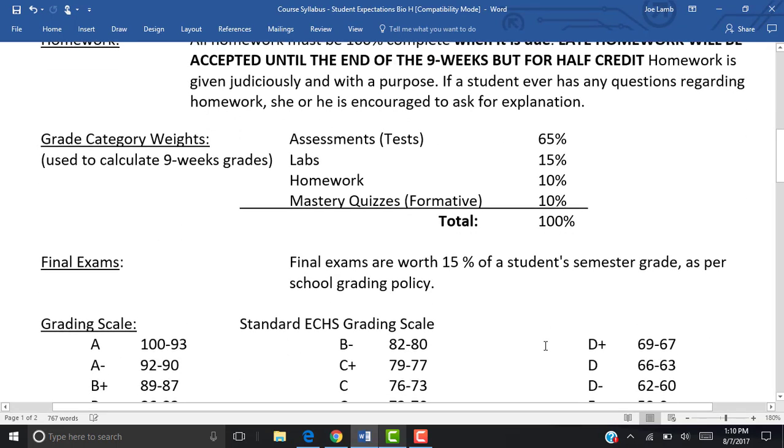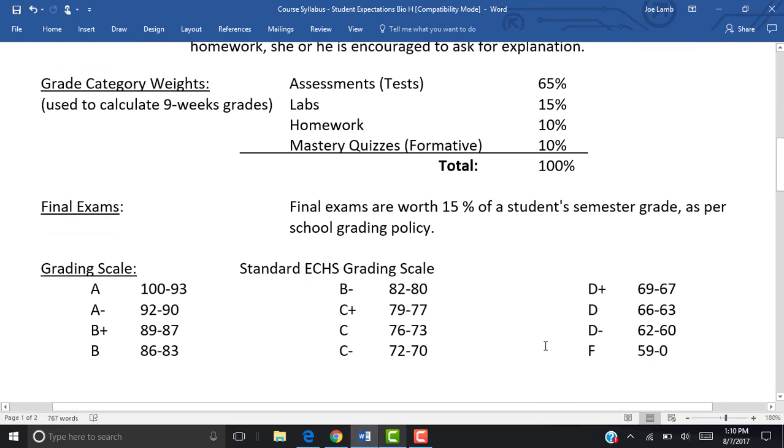I do use category weights in this class. 65% of the grade will be assessments, 15% is labs, 10% homework, and then 10% in the form of what we call mastery quizzes. We'll take a look at that here in a little bit. Final exams are worth 15% of a student's semester grade, as per the school grading policy, and you can see the grading scale there below, very much a standard grading scale.